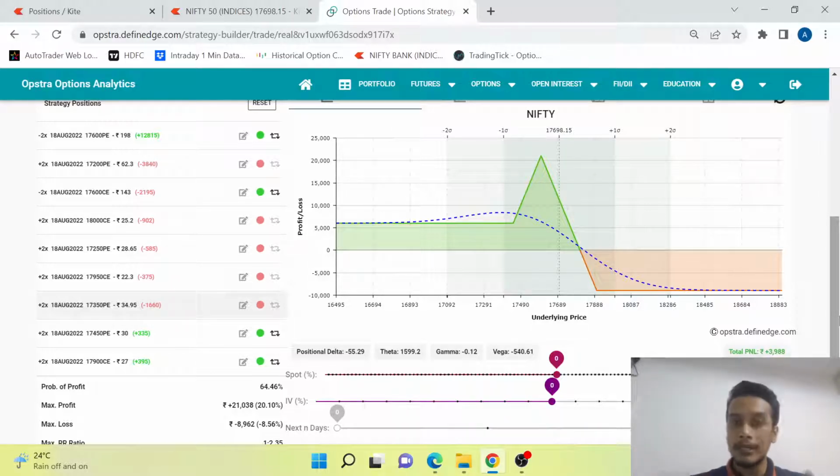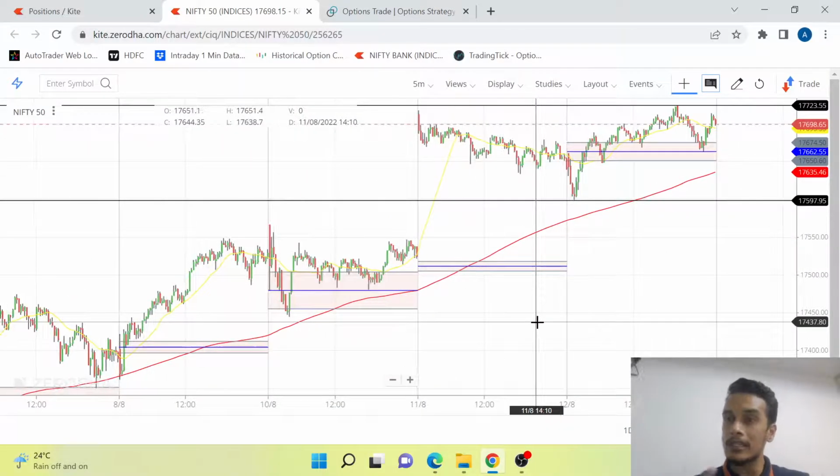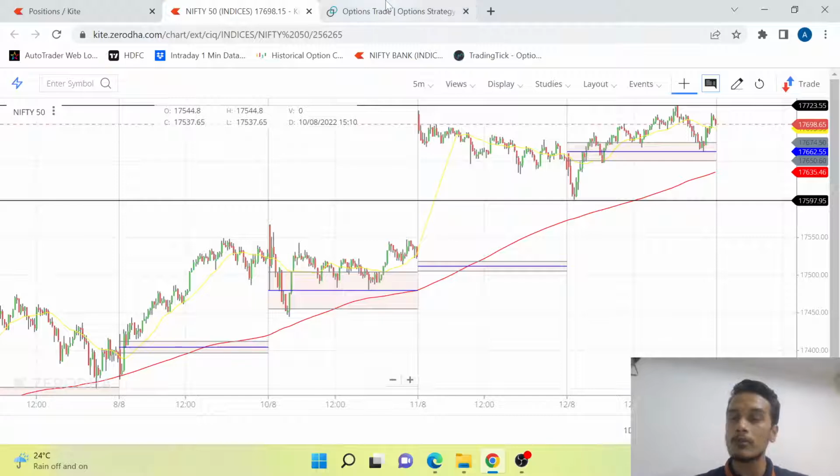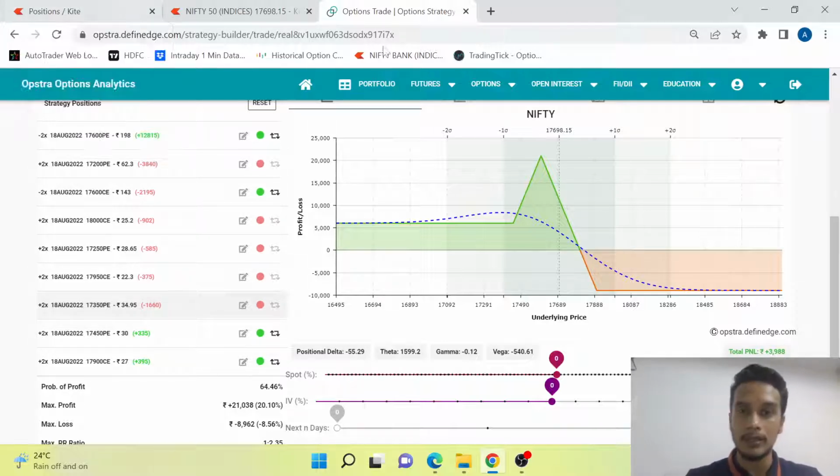As soon as I get a trigger, like if we start sustaining above 17,700 for a good amount of time, I'll directly bring this hedge from 17,900 to 17,600 or 17,700, whatever the at the money strike would be. So this is how I reduce my risk as the week progresses. And what this allows me is to stay in the trade for as long as possible.